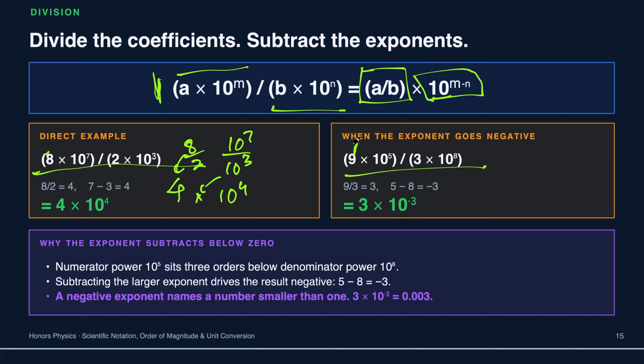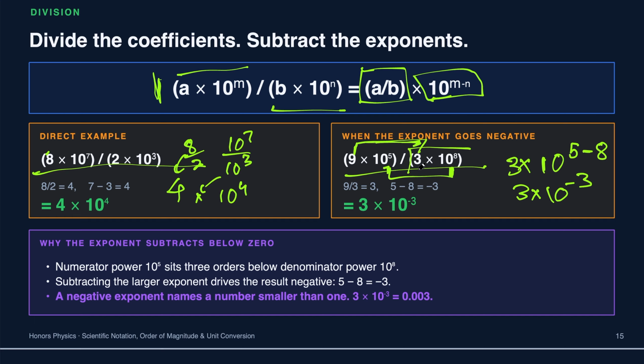Well, when we divide 9 divided by 3, we get our first number, or the a coefficient, which is 3, times what? 10 to the 5th divided by 10 to the 8th. So if you use our exponent rules, we know that's 10 to the 5th minus 8. So that becomes 3 times 10 to the negative 3, which makes sense, right?